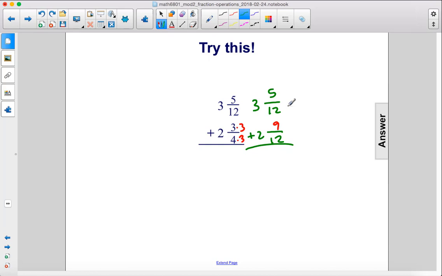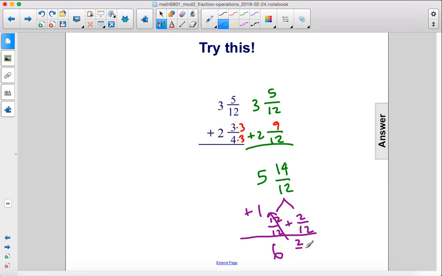So then we add 5 plus 9, and we get 14/12. 3 plus 2 gives us 5. Now 14 is larger than 12, so this can be simplified further. This 14/12 can be written as 12/12 plus 2/12. And so this 12/12 simplifies to 1. So 5 plus 1 gives us 6, and we're left with 2/12.